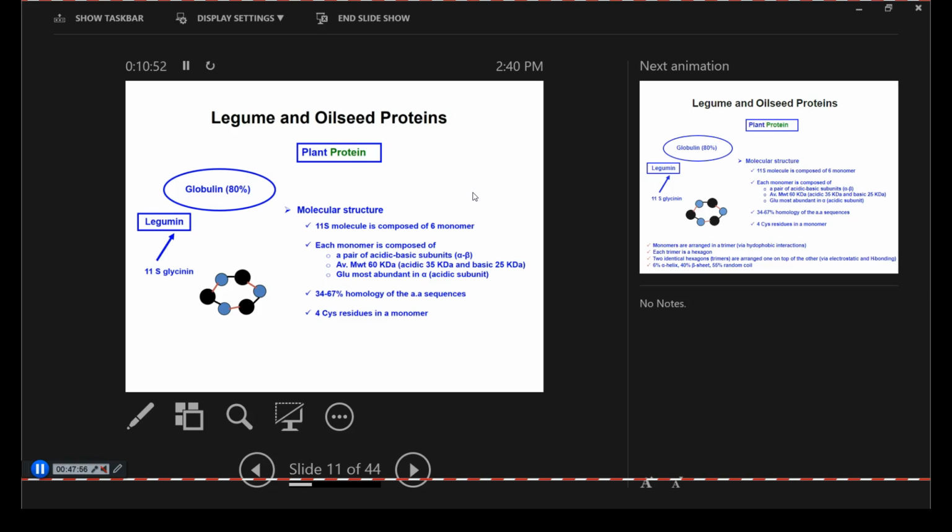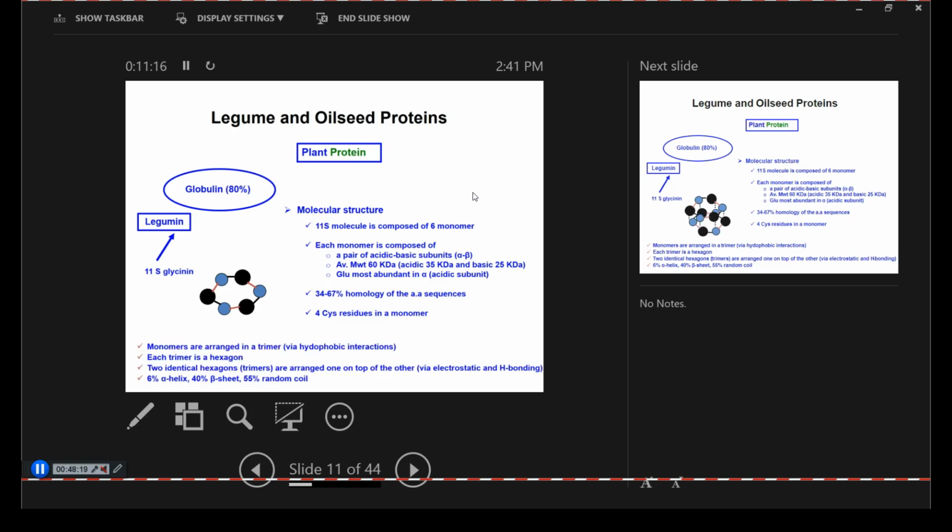There is quite a bit of homology in the sequences, and there are about 4 cysteine residues that can be part of disulfide linkage. That means this bond is not necessarily one bond, it could be 2 bonds of disulfide linkages. So the monomers are arranged in trimers. So you have 1, 2, 3 monomers.